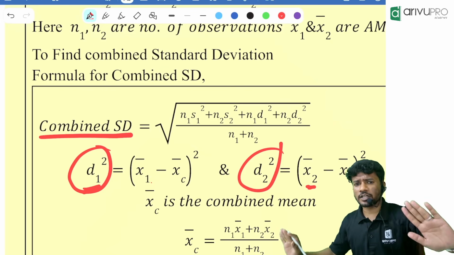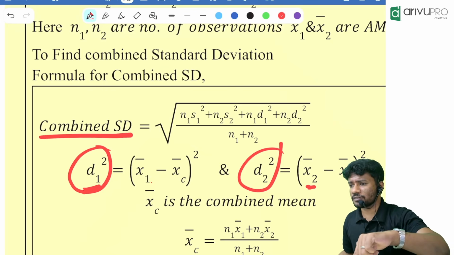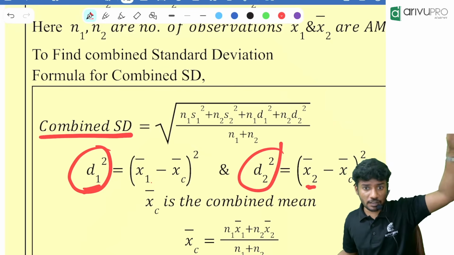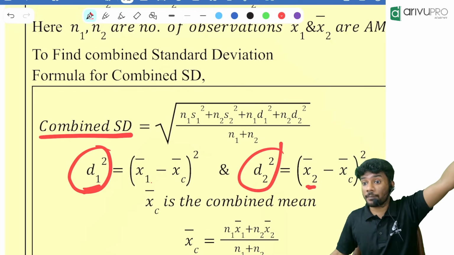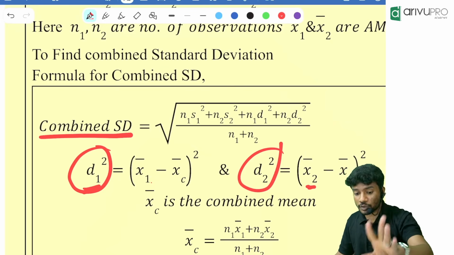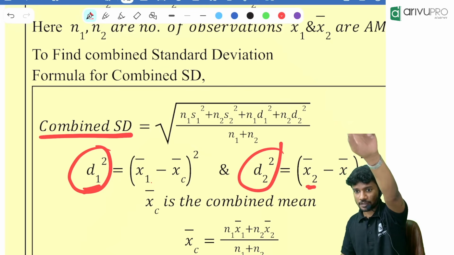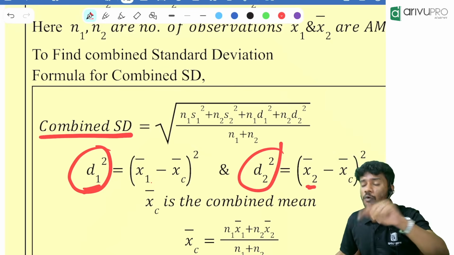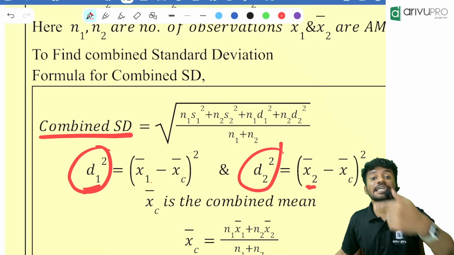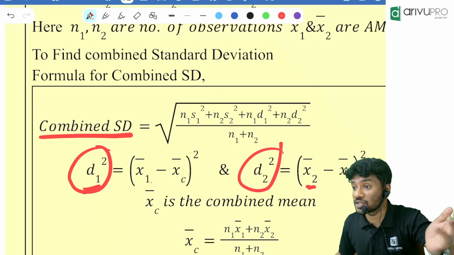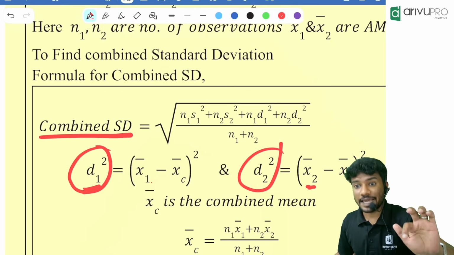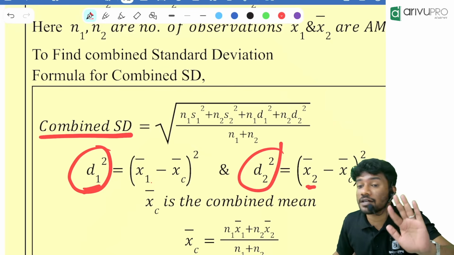That I don't differ. But is it easy to remember the formula? It's very easy. Similar to what we are talking about, combined mean. Somewhat similar. Look here. N1 S1 square plus N2 S2 square. Then what is coming? A new term: N1 D1 square. What is D1? Deviation from the combined mean. X1 bar minus XC bar, the whole square.